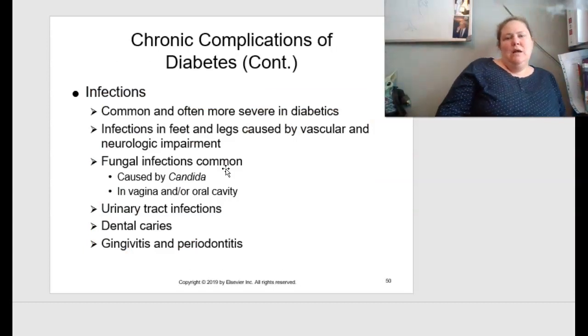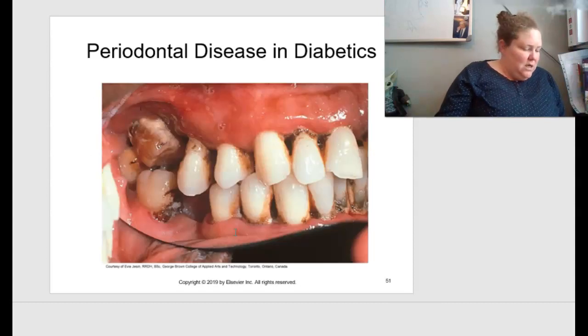So what about some infections? Well, these are common and they're more severe in diabetics. Infections in the feet and legs can be caused by the vascular and neurologic impairment. Some of the fungal infections that are common include those caused by Candida, and this can be located either in the vagina or in the oral cavity of the person. This can also lead to UTIs, dental caries, or gingivitis and periodontal disease. And the next slide is going to show you what happens with the chompers, right, your teeth.